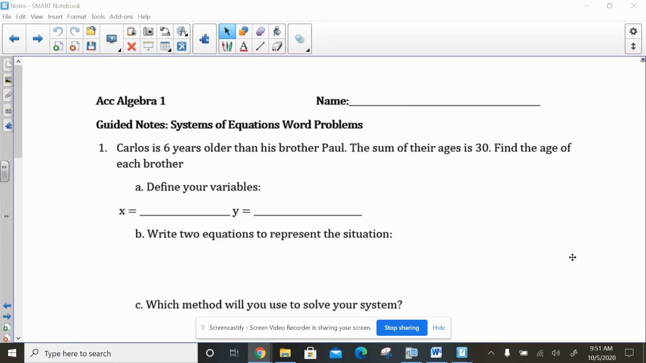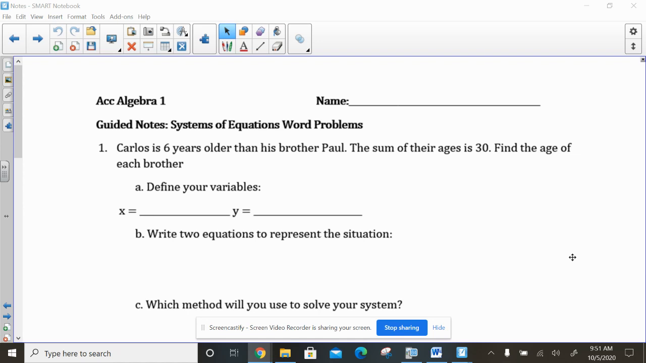Take our systems of equations and do word problems with them. So we are going to have to define our variables, like what our variables actually mean, write two equations that represent a situation, and then use one of our methods, either elimination or substitution, to solve the system.